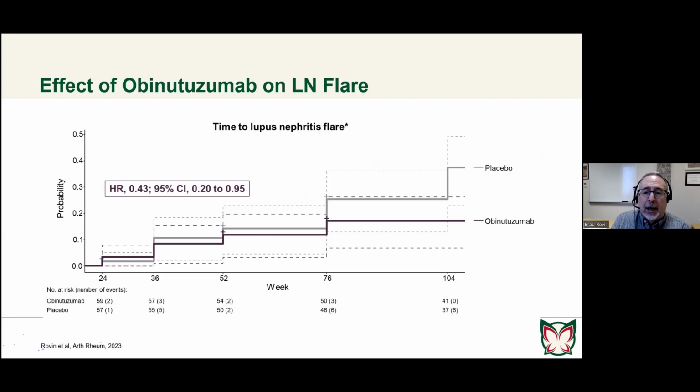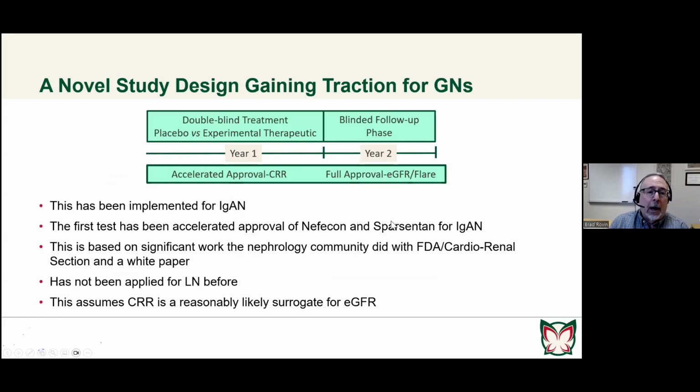And this last slide here is also from a post-hoc analysis of the phase 2, and you can see in the bottom line there were significantly fewer instances of lupus nephritis flare in the patients receiving obinutuzumab than the placebo group. So, how can we put this together? This is my last slide before questions.